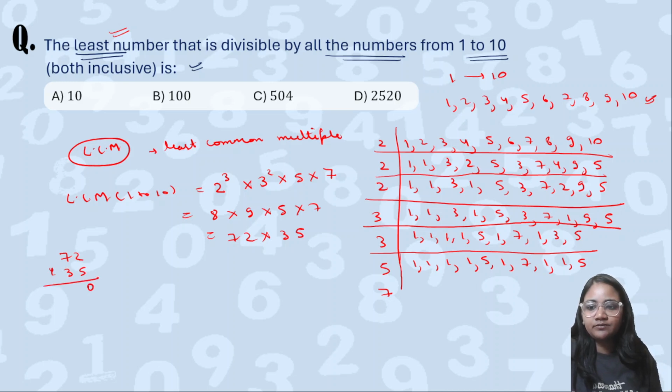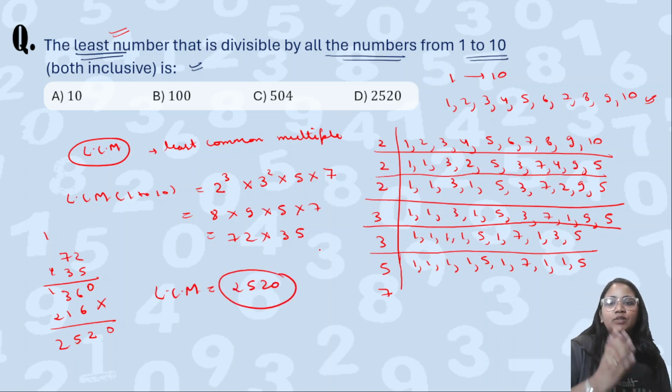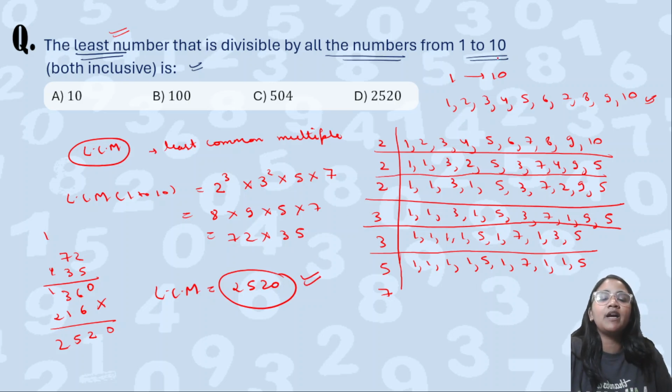5 times 2 is 10, 35, 36. 3 times 2 is 6. 3 times 7 is 21. 6, 6, 12. 3, 1, 4, 1, 5, 2. So we're getting LCM as 2520. And this will be the least common multiple. This will be the number which is divisible by each number from 1 to 10. And this is the least number, right? So our answer is option D, 2520.